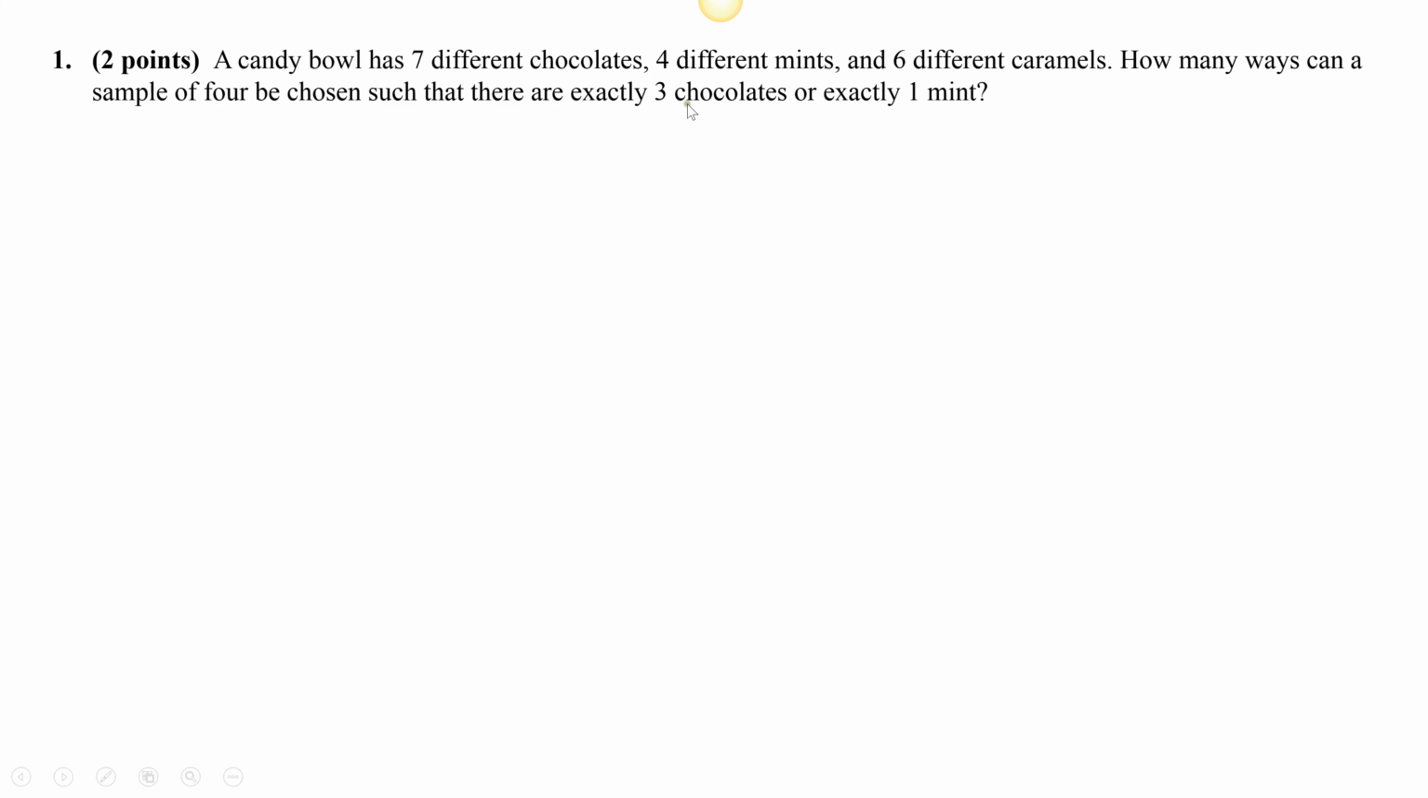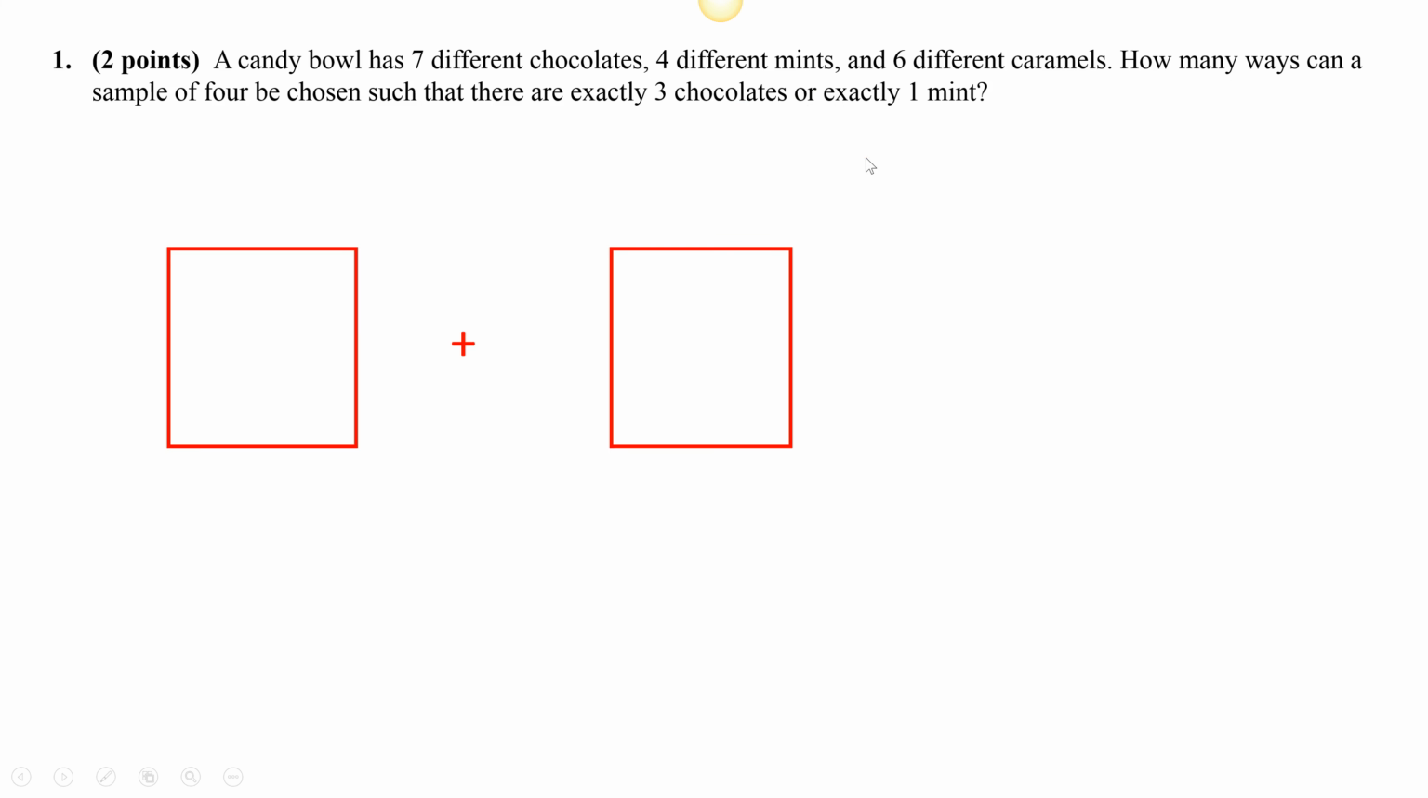So we are going to add the event that 3 chocolates is drawn to the event that exactly 1 mint is drawn. So those are 2 separate events that we're adding. So we have the event with 3 chocolates drawn and the event with 1 mint drawn. Now, remember, we're choosing from a sample of 4, okay? So if we draw those 3 chocolates, we also have to have 1 candy drawn that is not a chocolate, alright? If we draw the 1 mint, we have to have 3 other candies drawn that are not mints, okay?